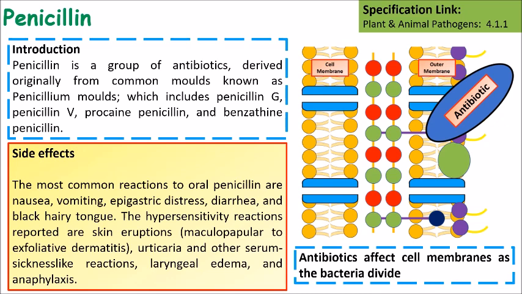Some side effects of using penicillin: the most common side effects of oral penicillin are nausea, vomiting, diarrhea. There are other hypersensitivity reactions reported in the skin and other epithelial tissues. The way that an antibiotic works is that antibiotics will affect cell membranes as the bacteria try to divide when they are reproducing.